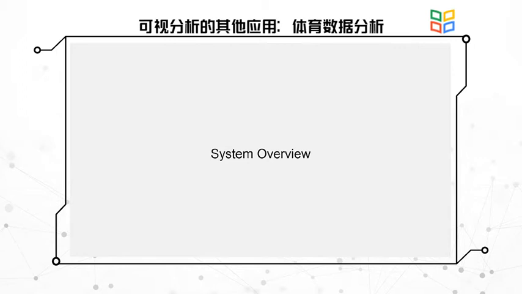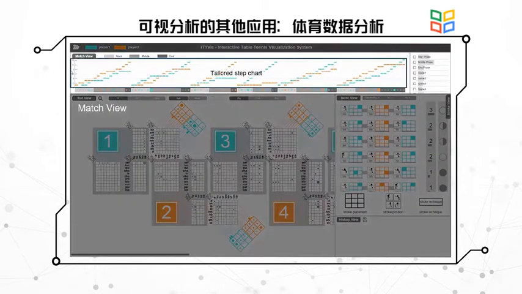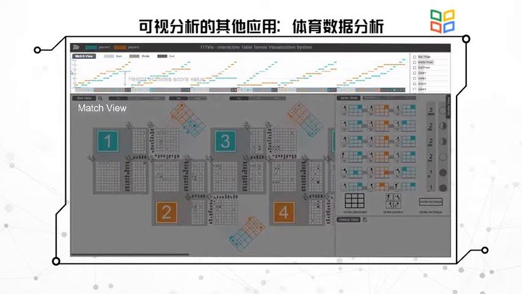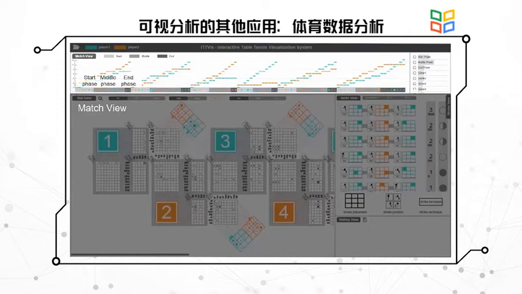System overview. The match view uses the tailored step chart to visually summarize the temporal score information of two players. The point outcome bar encodes additional information. The background luminance indicates the phase information. Each ball represents a rally. The color of the ball indicates the winner of the rally. The size encodes the length of the rally.